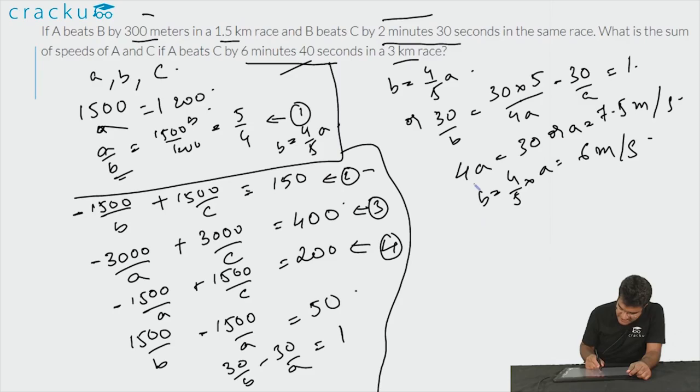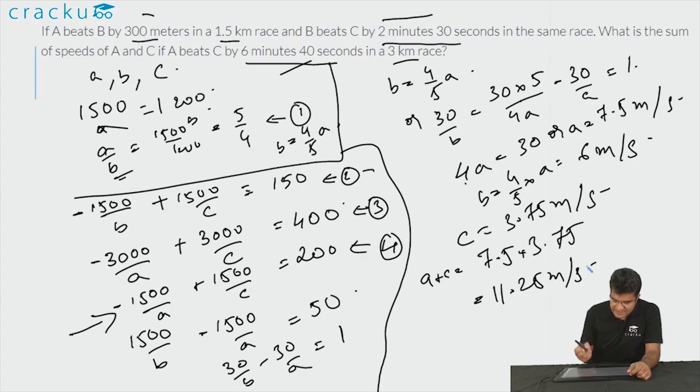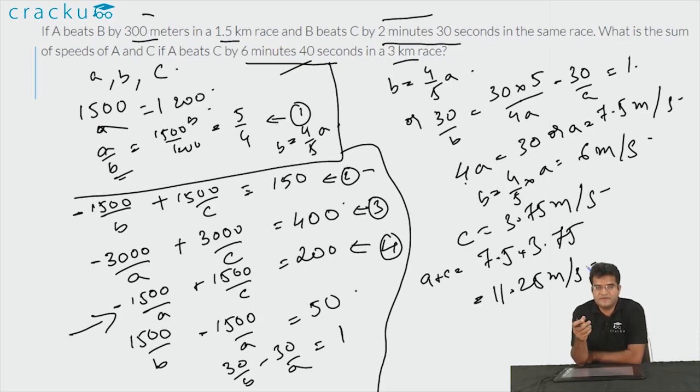Now you can substitute the value of a in any one of the equations to find out that c is equal to 3.75 meters per second. We have just substituted the value of a in this equation. We need to find out the sum of the speeds of A and C. So a and c will become 7.5 plus 3.75, which is equal to 11.25 meters per second. This is a simple question where you have 3 equations and 3 unknowns. You can just solve them to find out the answer.